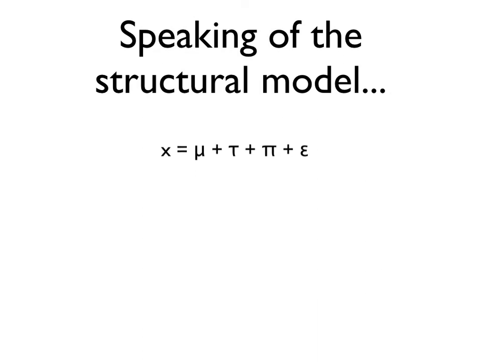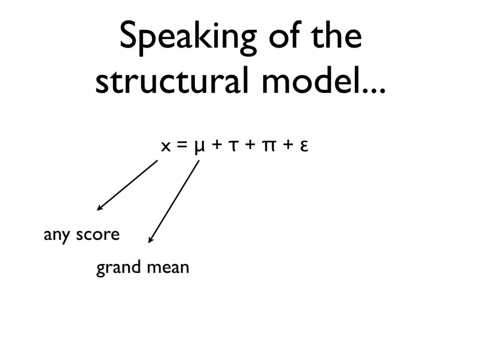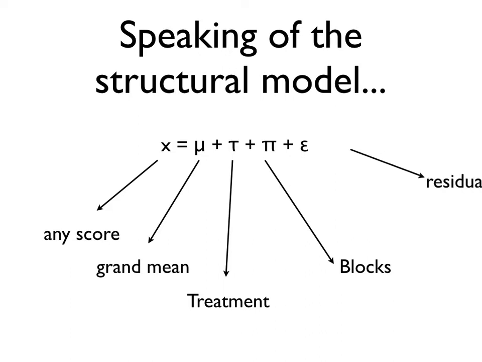So the structural model actually looks like this. Oh, it looks like the one we started out with. X equals nu plus tau plus pi plus epsilon. Any score equals the grand mean plus the treatment effect plus the effect of the block plus residual, it's called here. What's left over? So the residual is just what's left over.